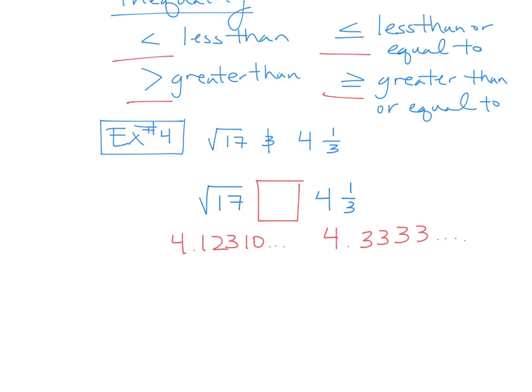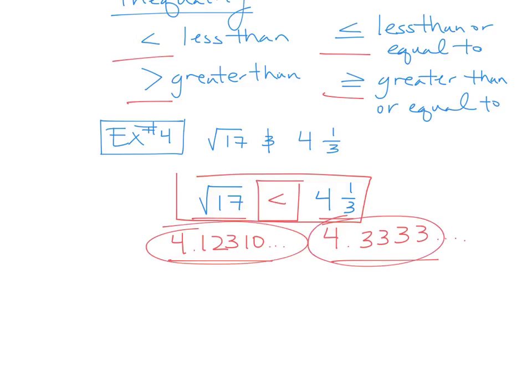So what symbol needs to go between those? Less than, right? Because this number is less than this number, which is that number. So we would say, as our answer, the square root of 17 is less than 4 1/3. Okay? Don't write it as the decimals, because the decimals is easy to tell. I want you to write it as whatever they gave it to you as.